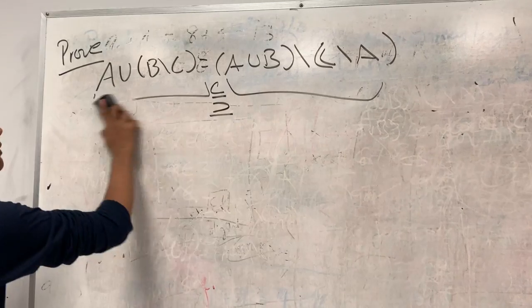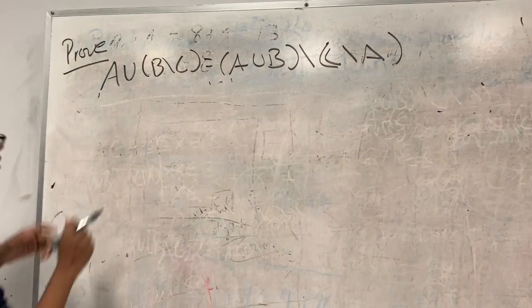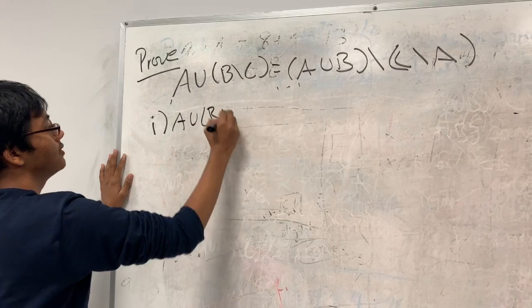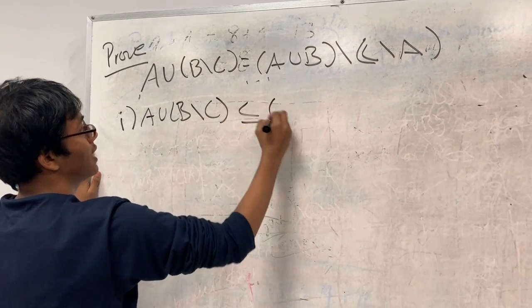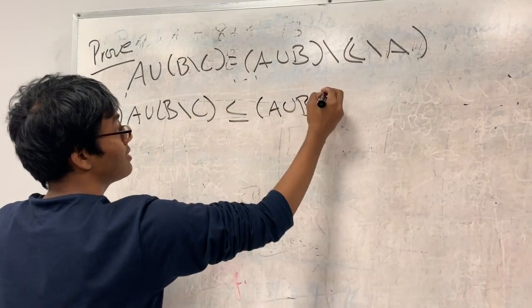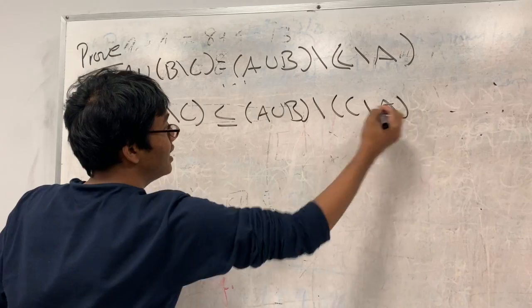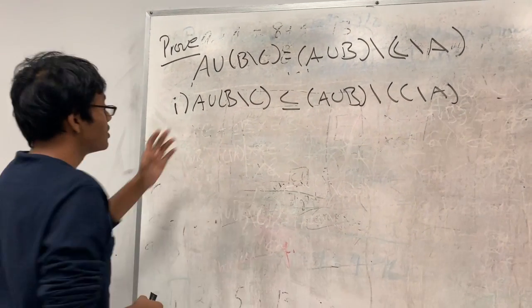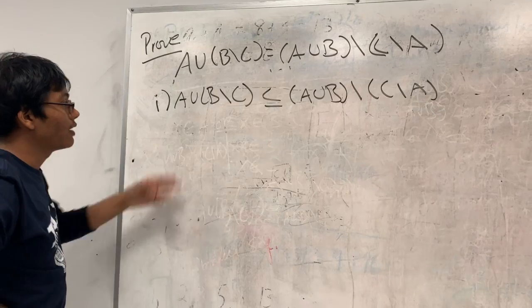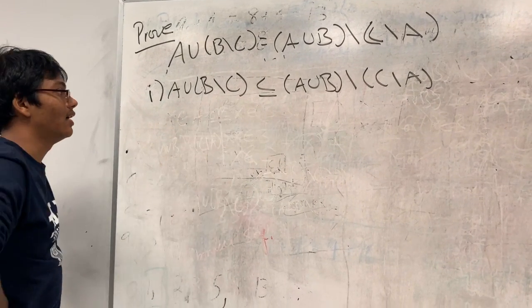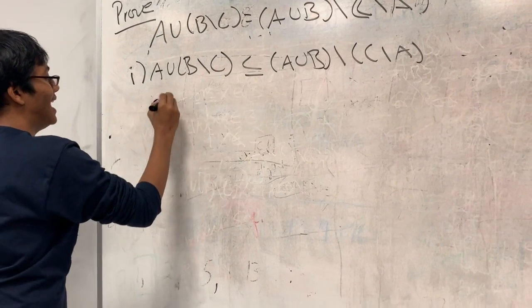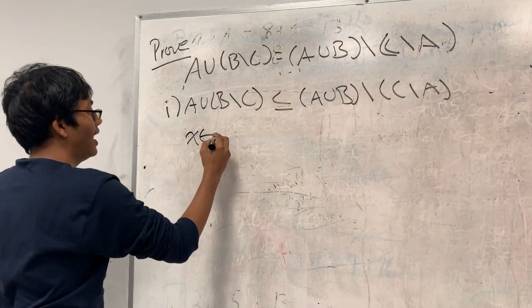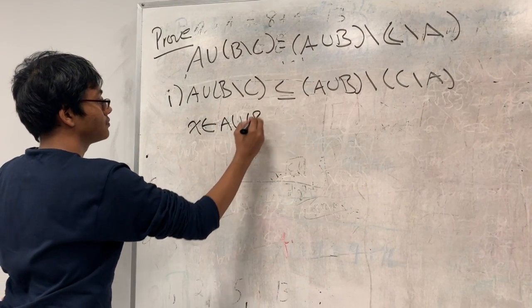So let's do that. The first thing we want to do is prove that the left-hand side is a subset of the right-hand side. We want to do that because that means all the elements in the left-hand side are inside the right-hand side. So let's go ahead and prove this. How do we prove that this is a subset of that? Well, let's assume that there's an element x located in this left-hand side set. So x is an element of this set.